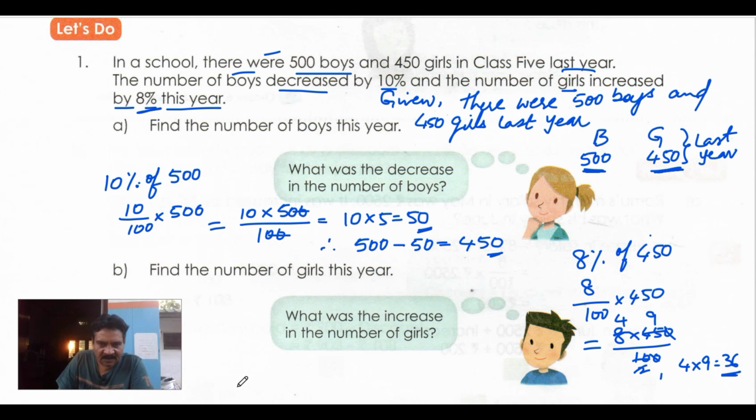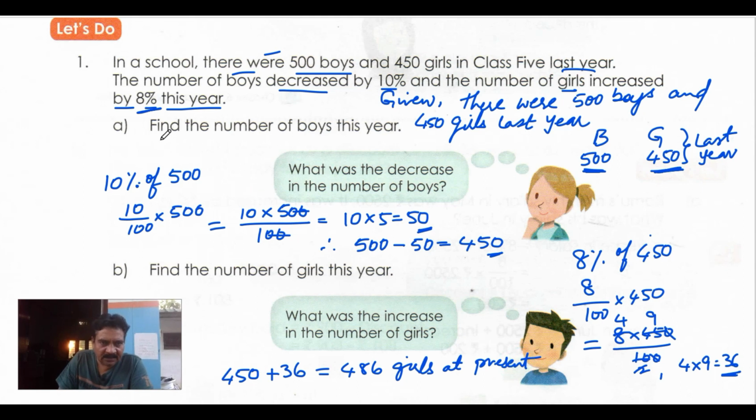So what is the present strength? Last year was 450 girls plus increased, so we have to add 36, which is equal to 486 girls.